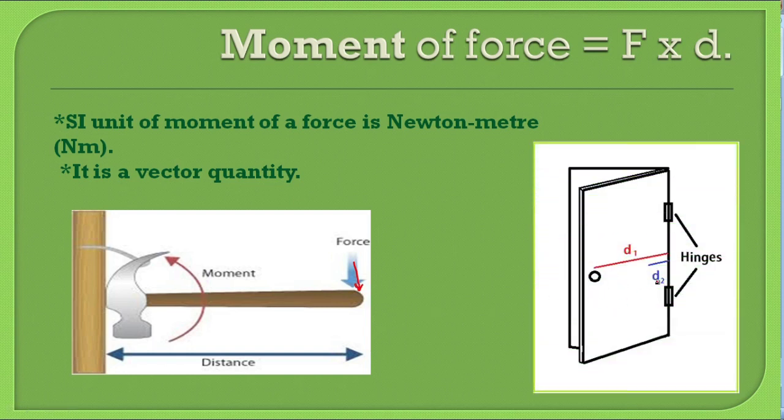Open your door and try to close this door by putting your hand at this position D1 and at this position D2. Here the hinges are there. If you apply the force at D1, you can easily close the door, because more the distance, lesser the force. But if you apply the force at the D2 position, you have to apply more force. Now let's solve some numerical problems.